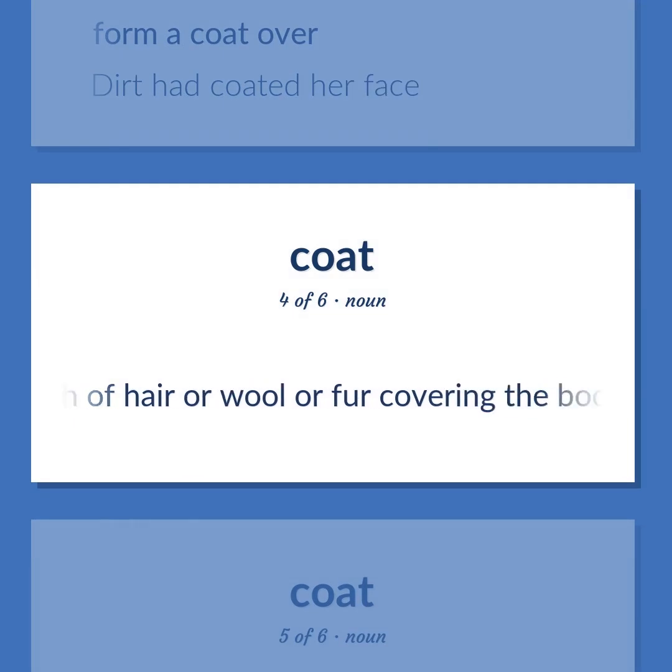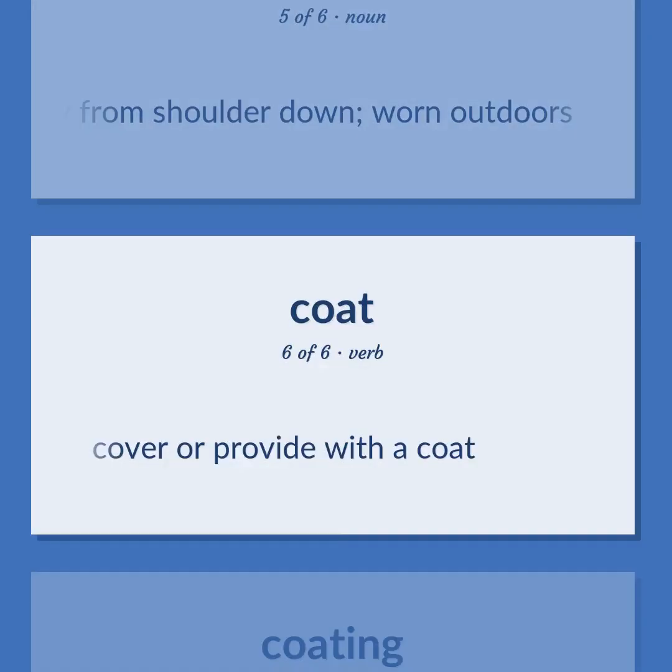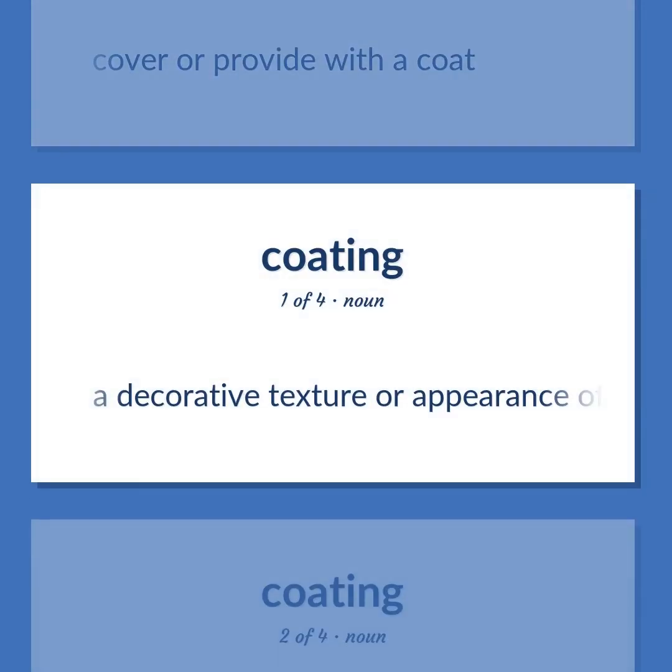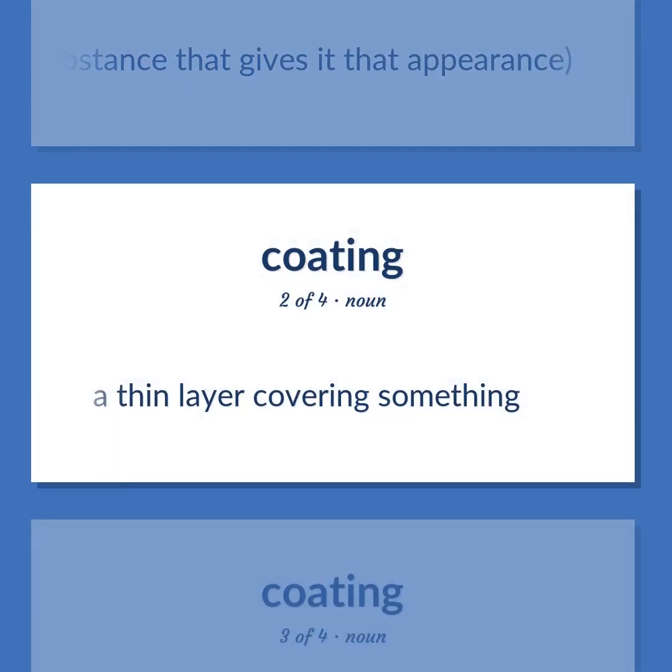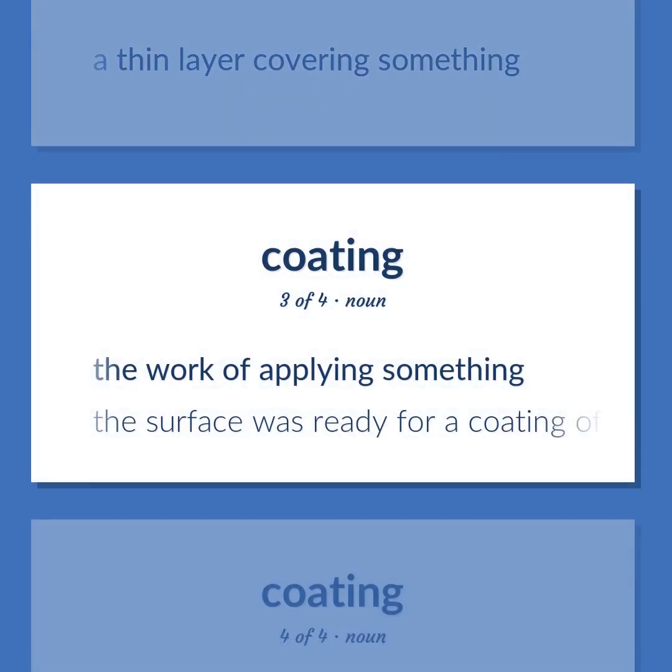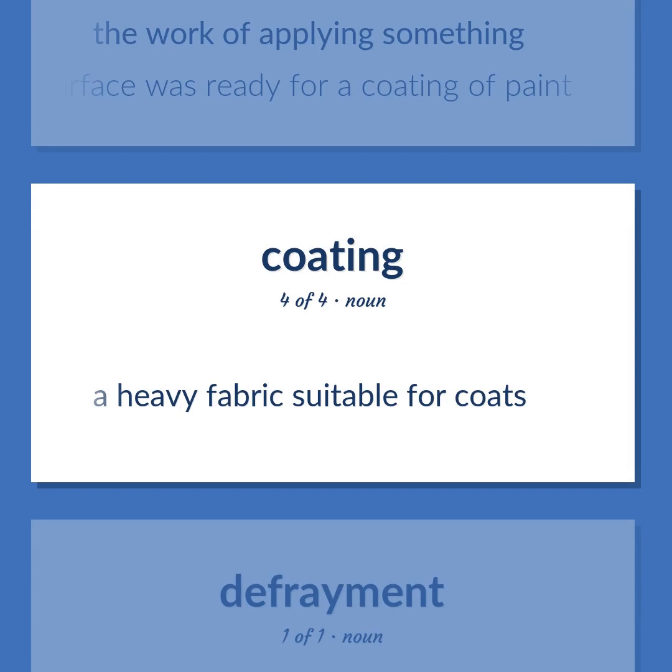Growth of hair or wool or fur covering the body of an animal. An outer garment that has sleeves and covers the body from shoulder down, worn outdoors. Cover or provide with a coat. A decorative texture or appearance of a surface, or the substance that gives it that appearance. A thin layer covering something. The work of applying something. The surface was ready for a coating of paint. A heavy fabric suitable for coats.